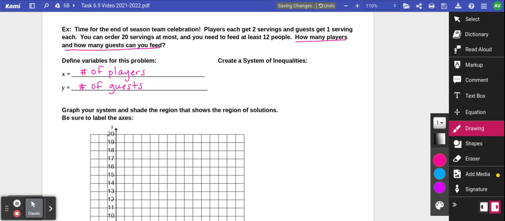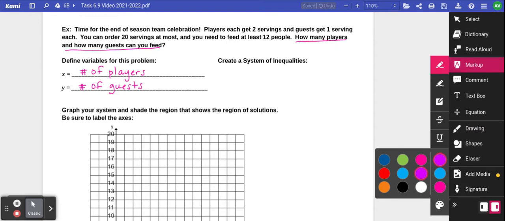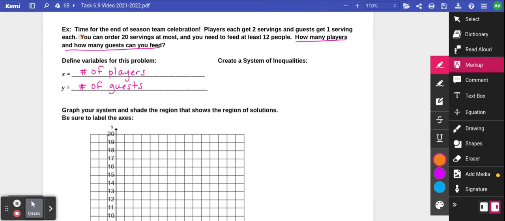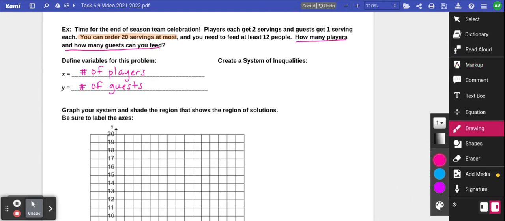Now I'm going to make a system of inequalities. So I'm going to write 2 problems here. The first problem, I'm going to base the inequality that I write on the fact that I can order 20 servings at most. So let's think about the servings here. I know that every player is going to get 2 servings, and I know that every guest is going to get 1 serving. So that means 2x, because x is the number of players, plus 1y, because y is the number of guests, needs to be at most, and at most means that's the biggest I can go, so less than or equal to 20 total servings.